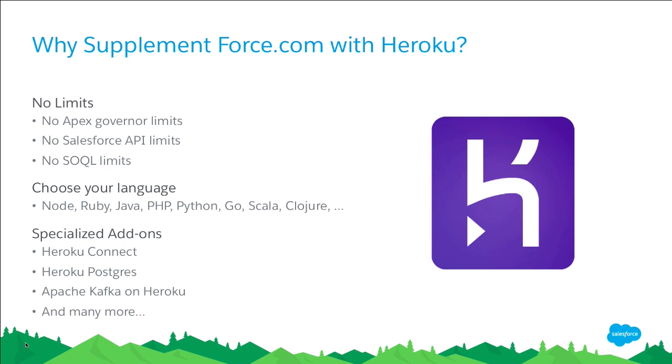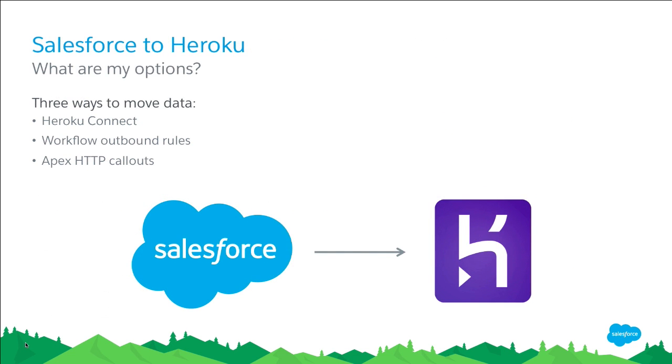Heroku also has specialized add-ons. There are some add-ons that Heroku provides itself, such as Heroku Connect, Postgres, and Kafka. There are also many add-ons that are provided by third parties to do things like help you monitor your application or help to test your application or to help with logging. So there's a large ecosystem of partners as well.